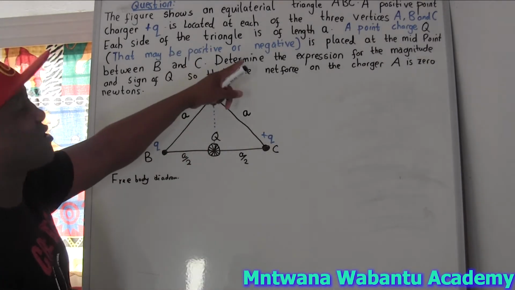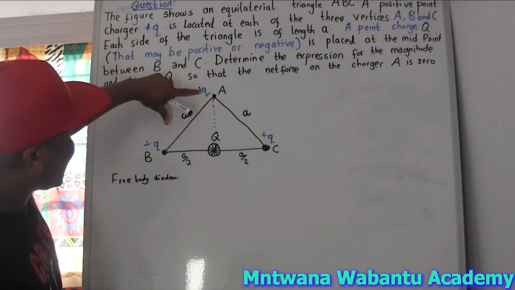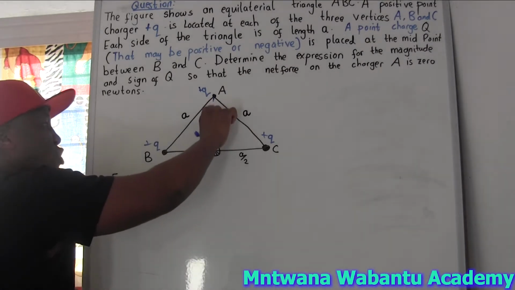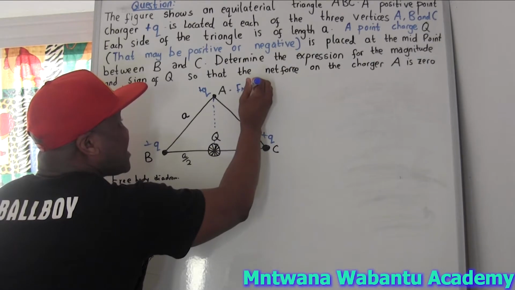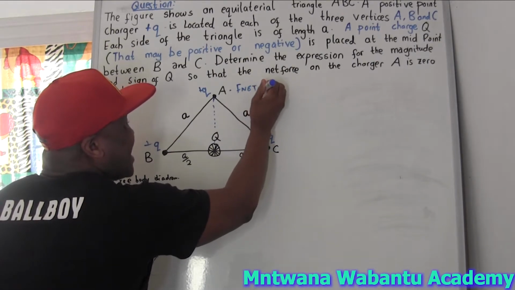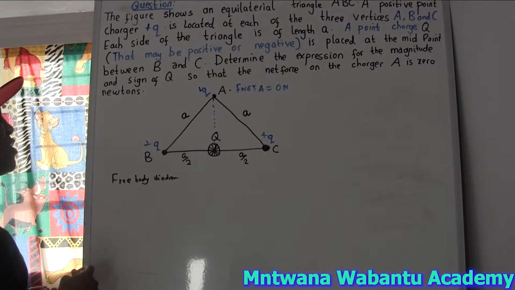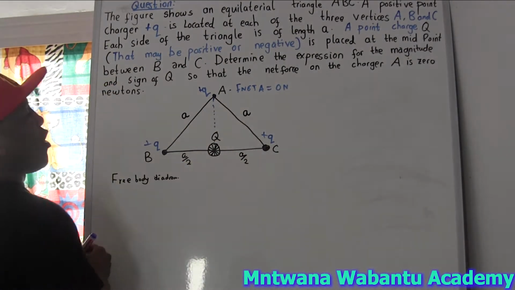It depends. It could be positive or negative. If it's negative, it's going to repel with this because it's positive, negative. This and this are going to be repulsion. But this one, we don't know. It all depends on this. But we want to get the net force at A. Force net at A must be equal to 0, neutral. Now, how are we going to do that? First and foremost, let me find the distance from A to Q. How am I going to get the distance?